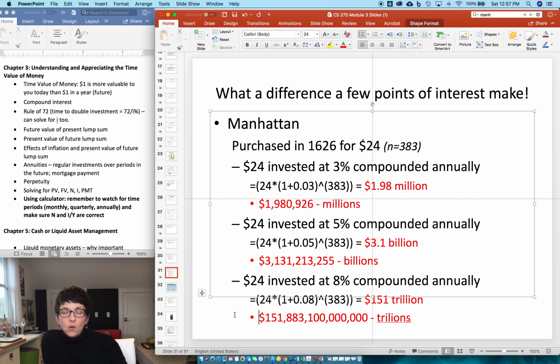Regardless, the point is time and interest rate make a big difference in how much that investment is worth, either if we're looking forward into the future value or in today's present value. Those are big levers to pull.